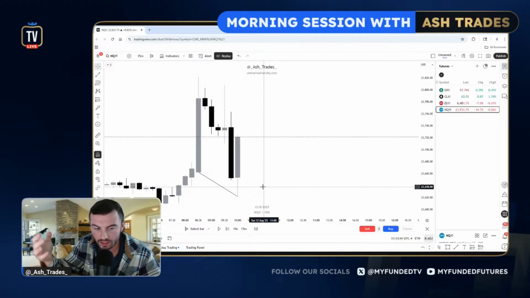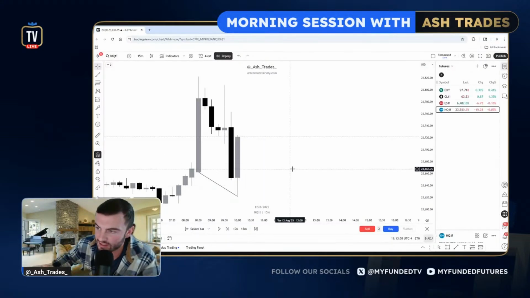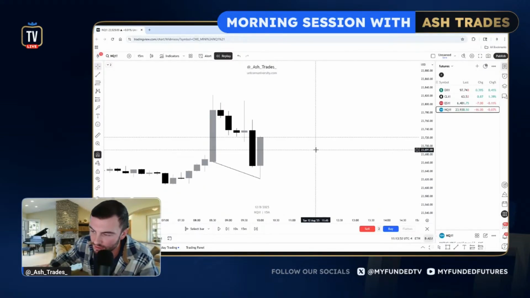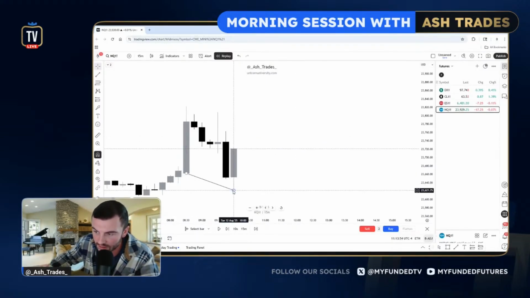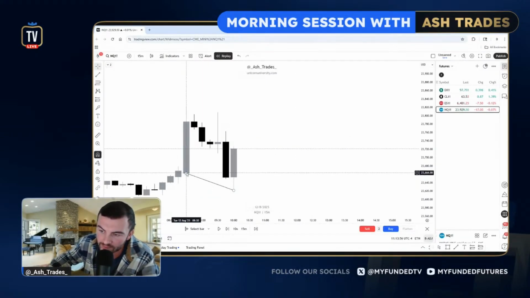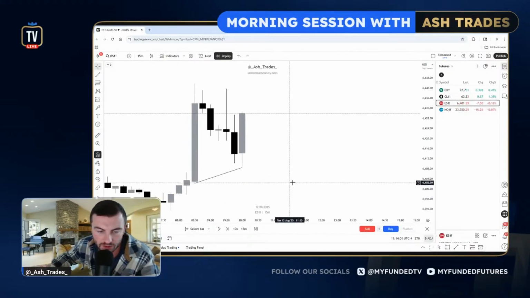Now, we understand that during SMT, you want to long the stronger pair, short the weaker pair. So this example right here shows that ES is the stronger pair because NQ took out the low. Since NQ took out the low, ES did not take out the low. ES is the stronger pair.